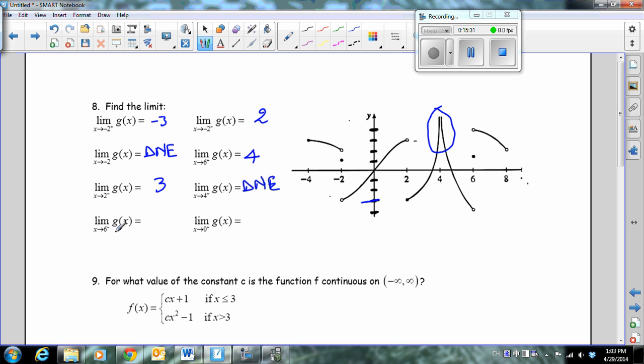The limit as x approaches 6 from the negative side is negative 4. The limit as x approaches 0 from the positive side, well, whether it's a positive or negative side, if it's approaching 0, it remains 0.